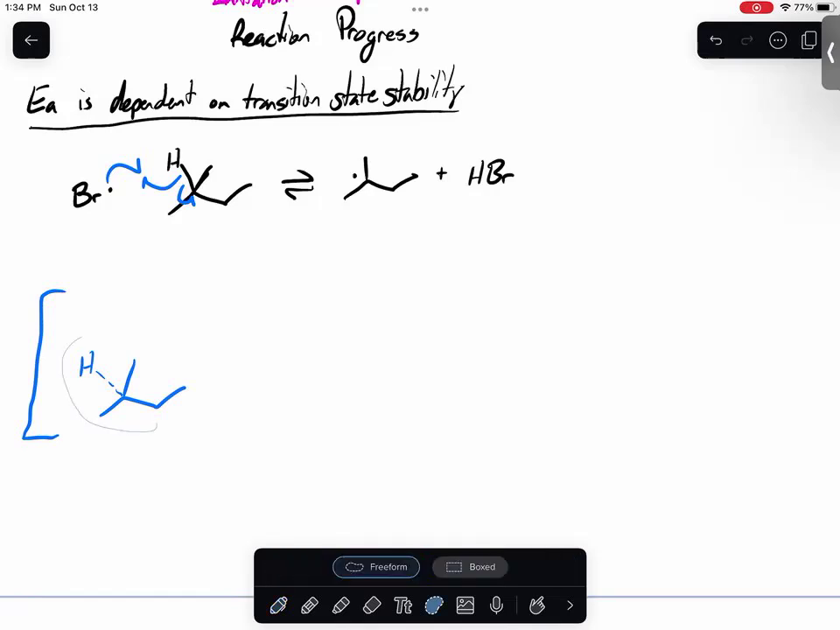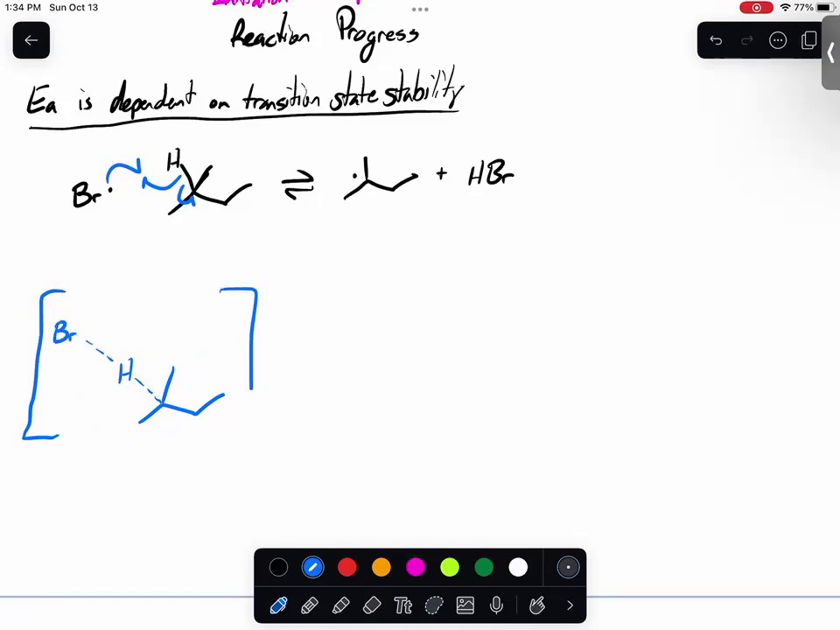And then there's the bromine hydrogen bond that is being formed. So we're going to have a dot to that. Now, when we're looking at these transition states, there are not charges, but there are radicals. And partial radicals do exist. So we have to include the fact that there's a partial radical on the bromine, and there is a partial radical on the carbon.